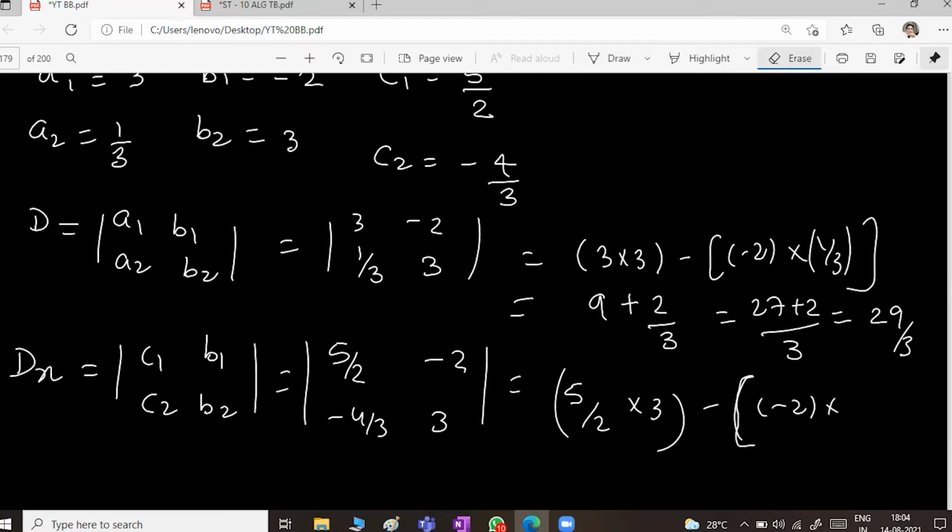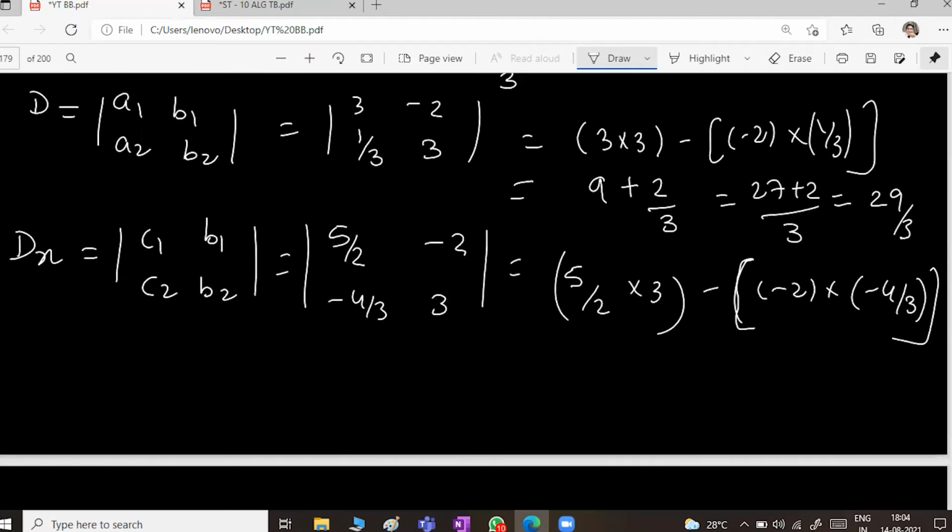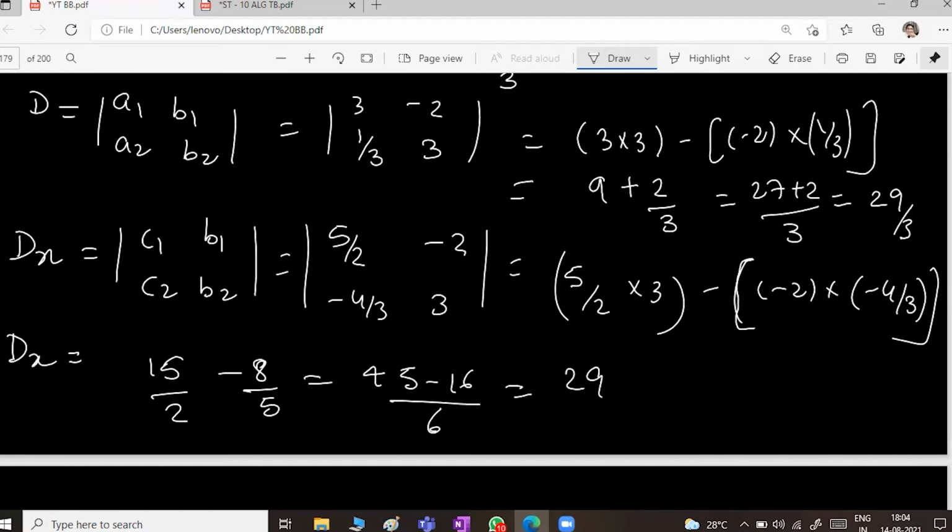What am I doing? See, paper 1 is very easy, but at the same time half of the time I will be jumbled because there is a heck of a lot to calculate. There are a lot of calculations to be done in this paper. So paper one is easy and scoring, but on the other hand you have to be very alert. So this will become 15/2 minus 8/5. It will give me 45 minus 16 over 6, which is going to be 29/6. The same came out.